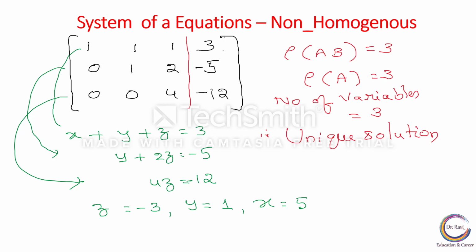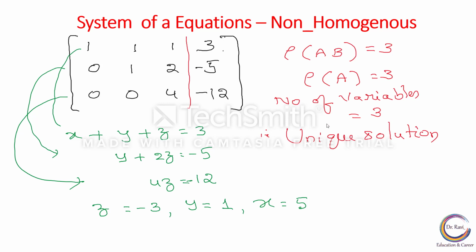Now the discussion comes whether it is going to have a unique solution or an infinite number of solutions. Next, the number of variables comes into the picture. The number of variables in the given problem is 3, that is x, y, z. Therefore, rank of AB equals rank of A equals the number of variables. Therefore, the system has a unique solution. Right, so this is mostly what we look for.